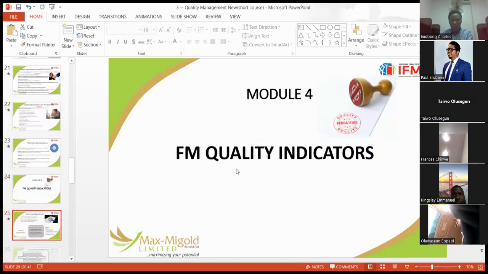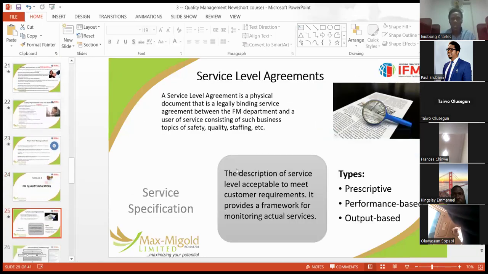All right, quality indicator, FM quality indicator. So we have 3 quality indicators: the prescriptive SLA, the performance-based SLA, and the output SLA. We'll take a little time to discuss this because this is a term that you will always be talking about. And when you are talking to your clients, you just don't come and talk, you talk based on fact, based on SLAs, showing them how you are meeting up the service level agreement.